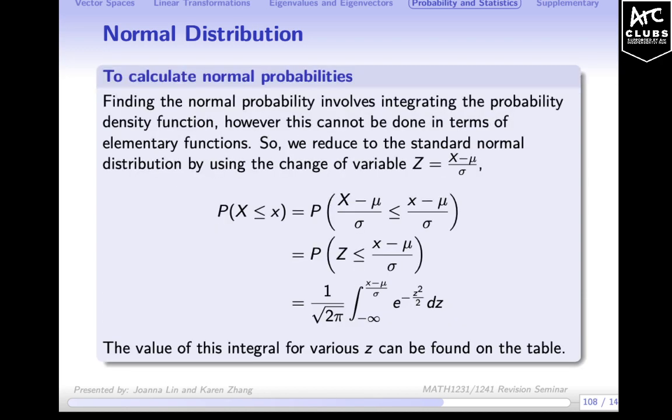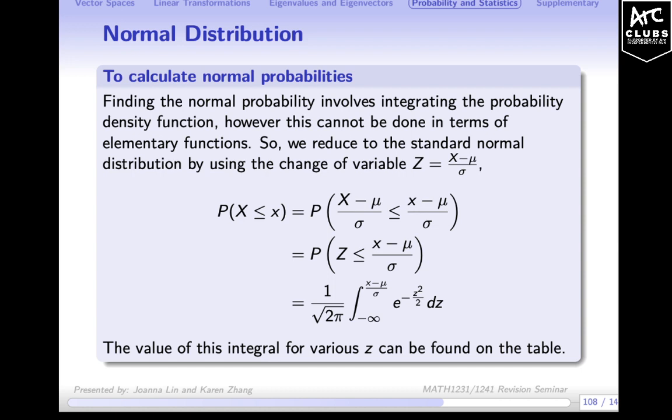Okay, so how do we calculate normal probabilities? To find a normal probability, it involves, again, integrating the probability density function, but we can't do that. So we usually just reduce to the standard normal distribution using this change of variable, which we went through before. Once we reduce this, as you can see here, I subtract off the mean and divide by the standard deviation at the bottom. By doing that, I get this value on the right-hand side of my inequality, which can be found on the table of values.